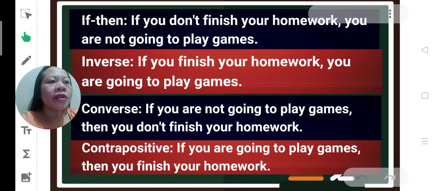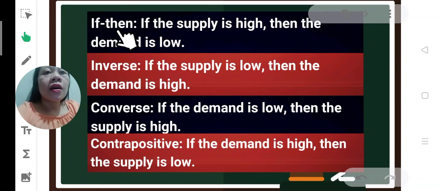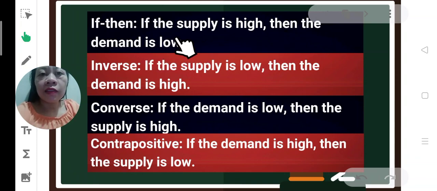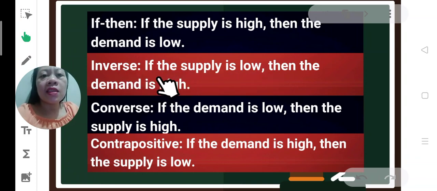Another example. In your economics, di ba? Suppose this is our if-then statement: If the supply is high, then the demand is low. And this is true, di ba? To have the inverse form, we have this one: If the supply is low, so the opposite of high is low. And for the conclusion, the demand is low becomes the demand is high. So the inverse form is: if the supply is low, then the demand is high.